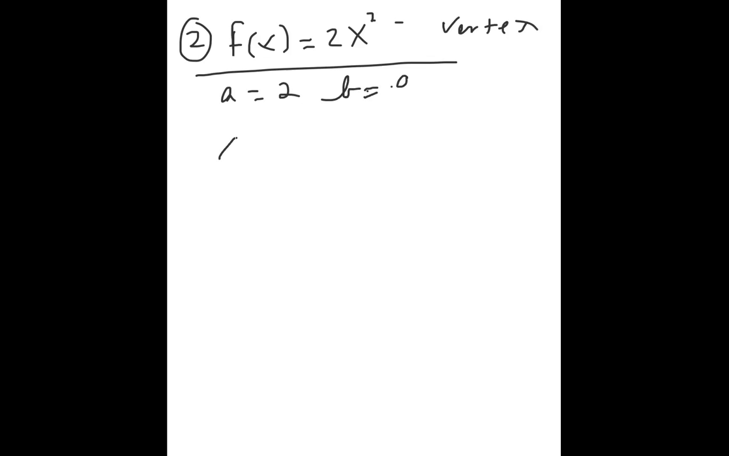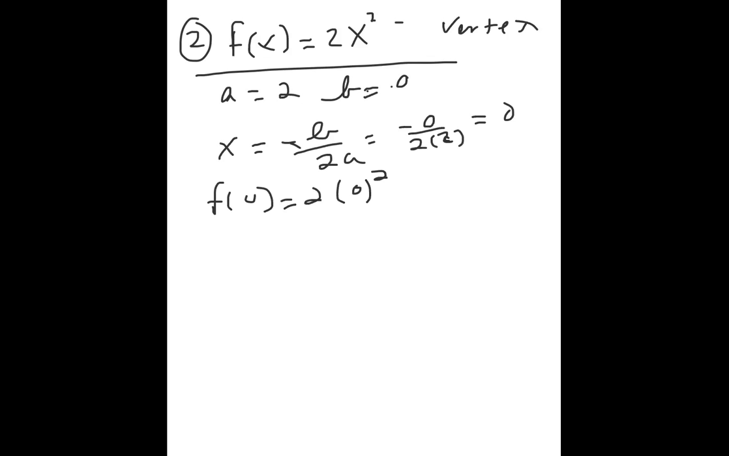And if you go into the formula, x equals the opposite of b over 2 times a, well, b is 0, guys. So 0 divided by anything is just 0. And if you take that 0, you plug it in, what do you get? You get 0. So the vertex of this one is going to be at 0, 0. Okay? It's that easy. Seriously. It's not that difficult, guys.